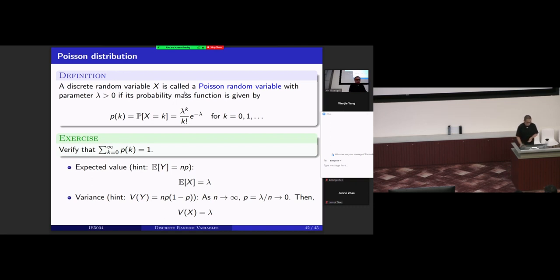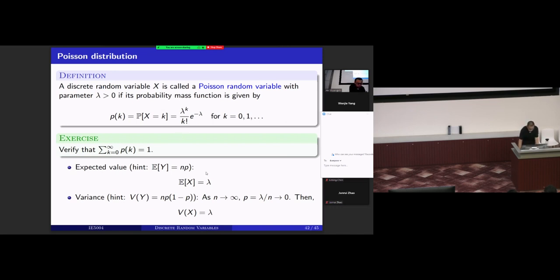Now, according to this definition, let's see what properties this Poisson random variable should have. First, because the PMF is defined like this, I leave it to you as an exercise to verify that it's indeed a probability mass function, which means that if we sum up over k from 0 up to infinity, we will have 1. So if you have time, check this. And what is the expected value of this Poisson distribution?